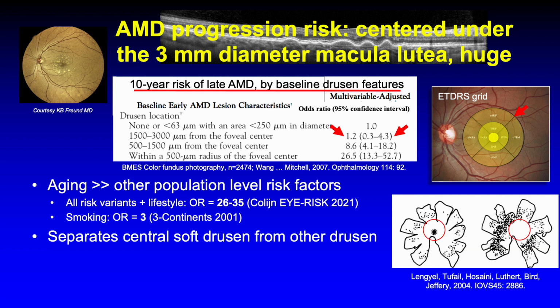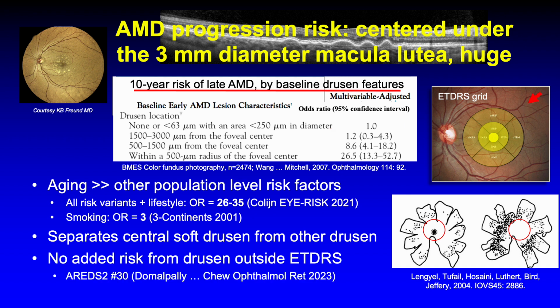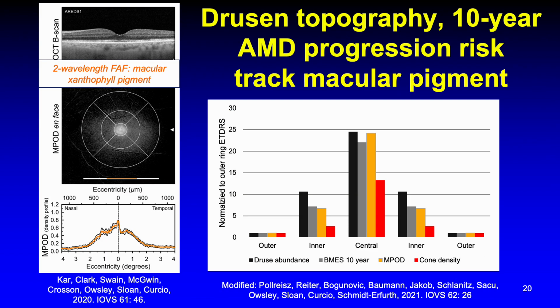The low risk in the outer ring of the ETDRS separates the central soft drusen from the many drusen in the eye. In other words, it captures the margins of this high-risk area. The ARIDS2 group recently confirmed that there was no added risk from outside the ETDRS. And finally, there is a threefold drop-off within the inner ring, so the risk is highly concentrated within the central 3 millimeter diameter macula lutea.